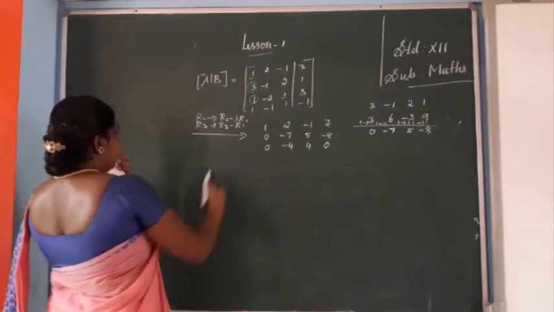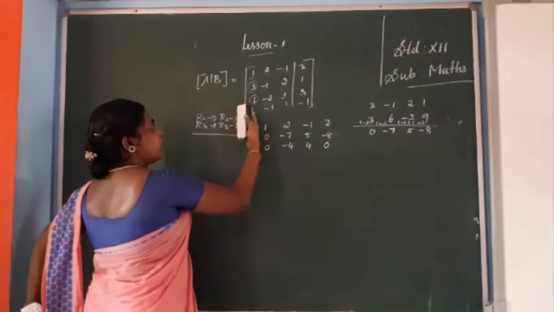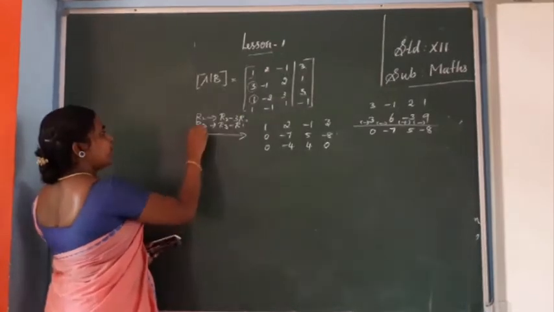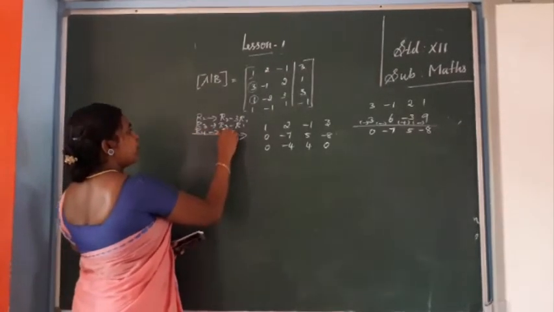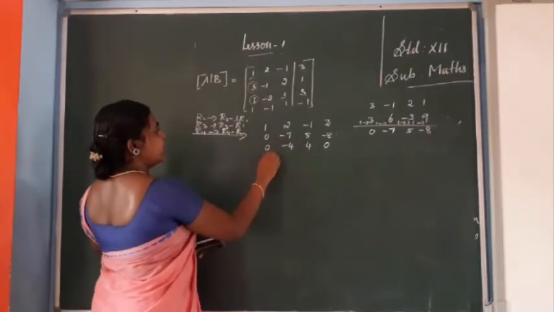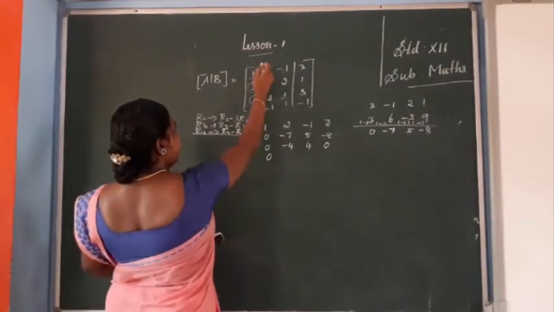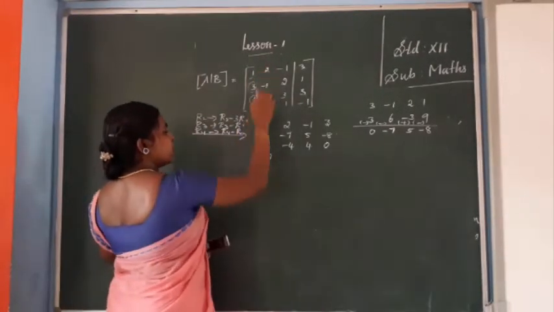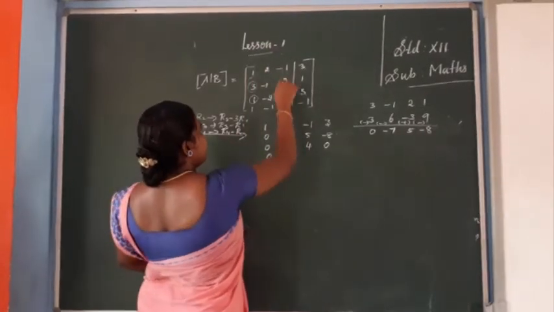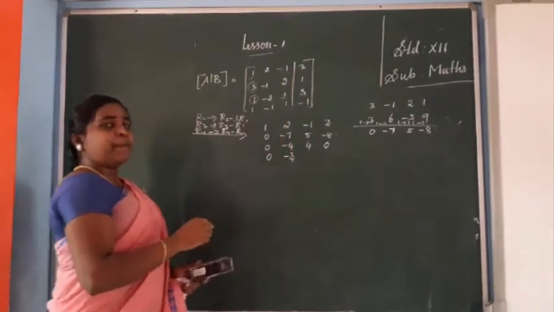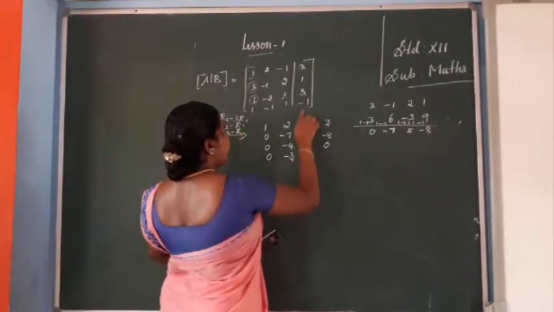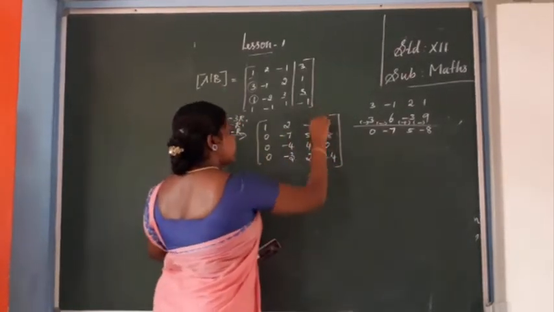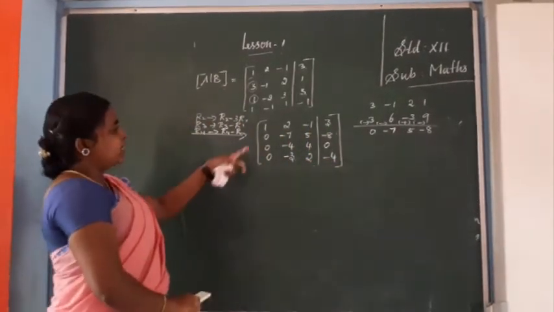Next, the fourth row. In the fourth row also the first element is 1, so you subtract. R4 gives R4 minus R1. 1 minus 1 is 0. Next, minus 1 minus 2; subtracting, that is minus 3. Next, 1 minus 2 minus, plus 1, so 1 plus 1 is 2. Next, minus 1 minus 3 is minus 4. Okay, the first step is completed. So we got 3 zeros here.